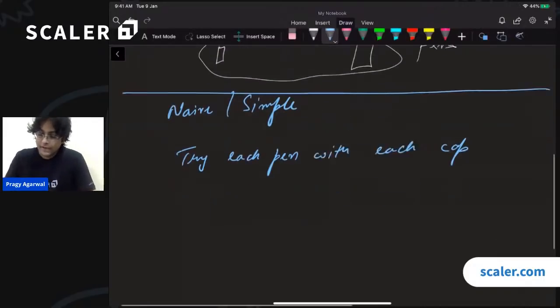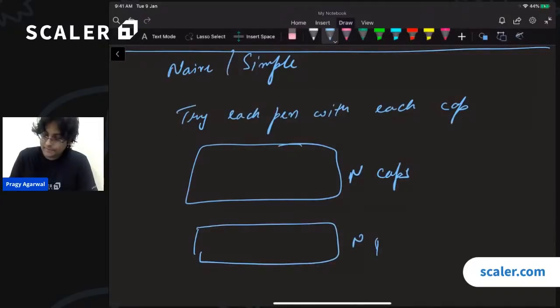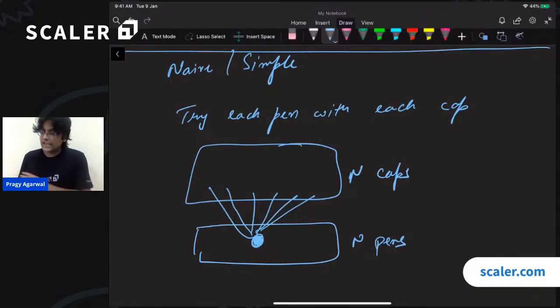So what we can do is, suppose that there are n caps over here, and we also have n pens. We will take any arbitrary pen. We will pick one pen. We don't really care which pen it is. We will just pick one of the pens, and we will try this pen on each of the caps. Can we do that? We can try this pen with each of the caps, and most of them will not match, but there will be one cap somewhere with which this pen will match.